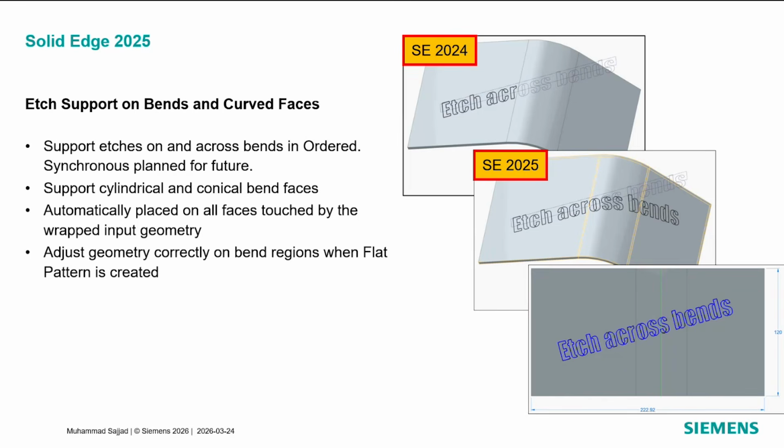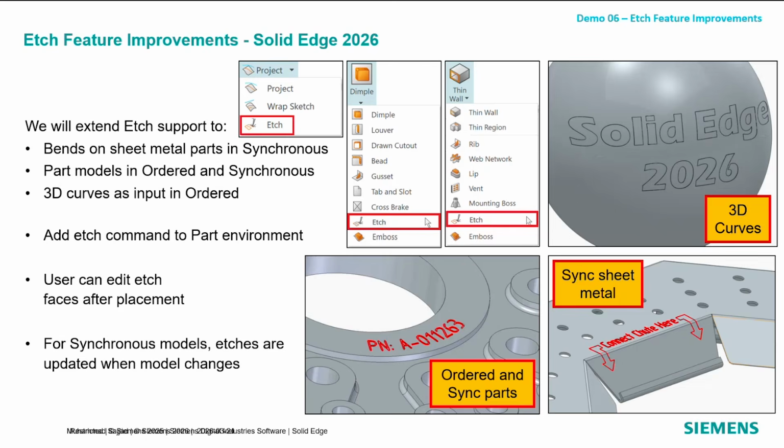In 2025, there was also support for cylindrical and conical bend faces. And the etch was automatically placed on all the faces that were touched by the wrapped input geometry. And then those were adjusted automatically as well if we were trying to create a flat pattern. So that was for 2025.